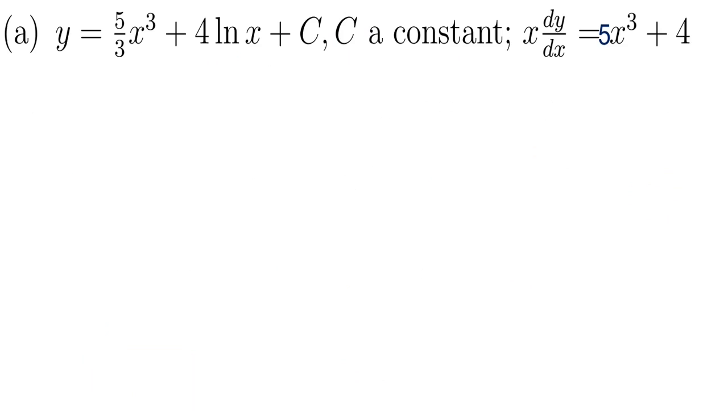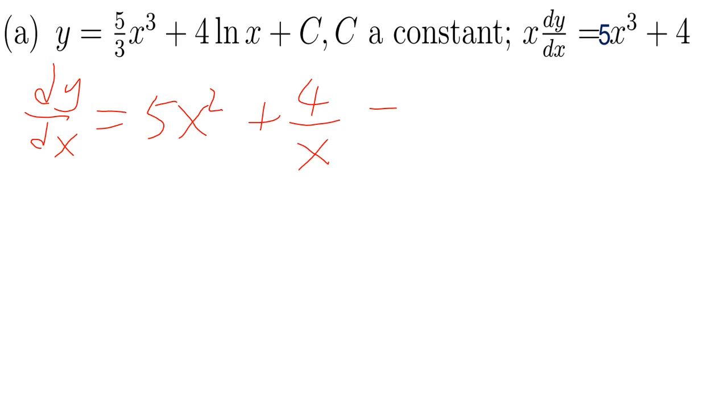Alright, this is A, which is y equals 5 on 3 x cubed plus 4 ln x plus c, where c is a constant, such that x dy dx equals 5x cubed plus 4. So for you to be able to solve this differential equation, you must first of all differentiate the function y. So let's differentiate the function y. If we differentiate the function y, dy dx will therefore be equal to 5x squared plus 4 on x, and when you differentiate the constant c, you obtain a 0.